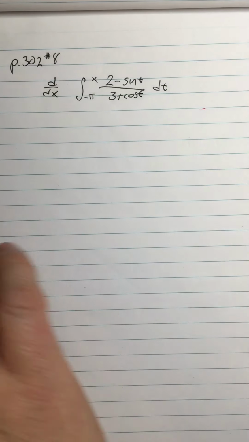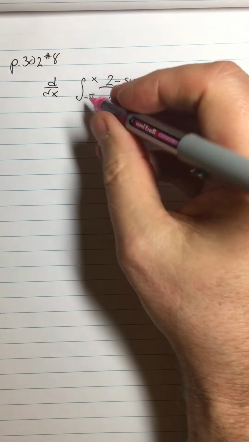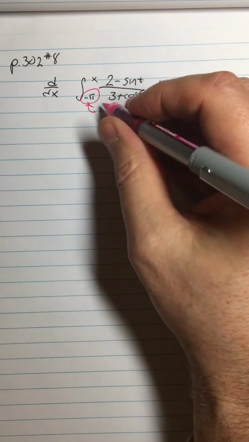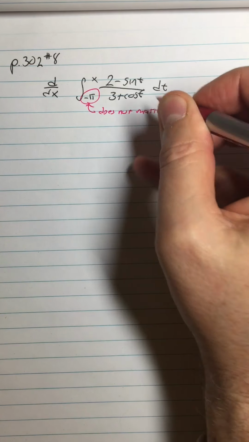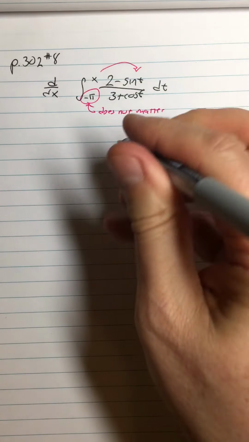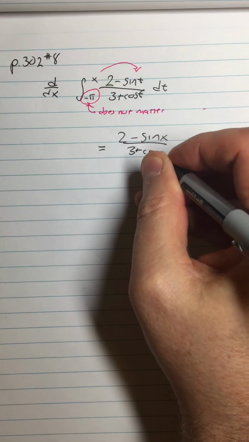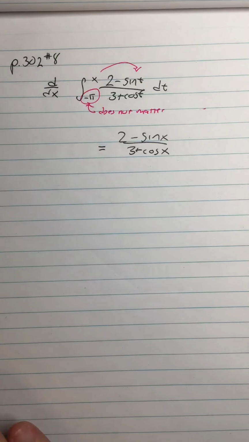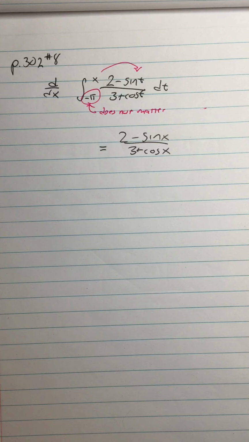All right, how am I going to find that derivative of the integral? Well, the negative pi, I'm going to forget about it. It does not matter. I'm just going to plug the x in for all the t's and say that equals (2 minus sine x) over (3 plus cosine x). Done. End of story. All I did was replace the t with the x. It would be great if it would just stay that easy forever, but of course it's not going to because it's calculus.